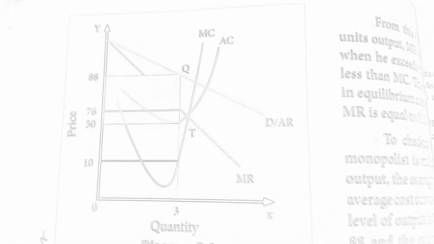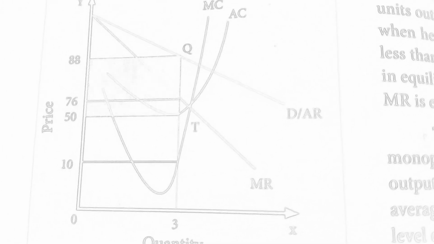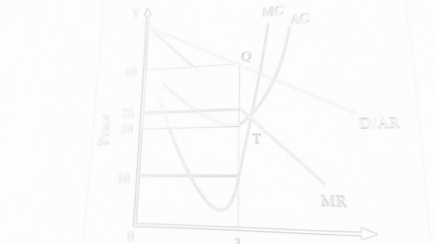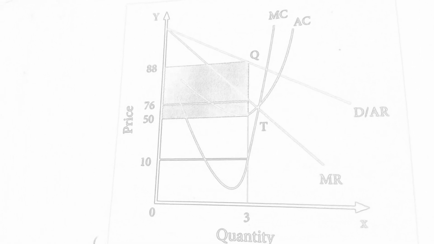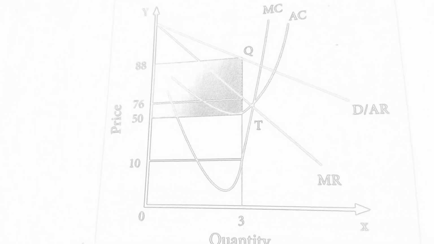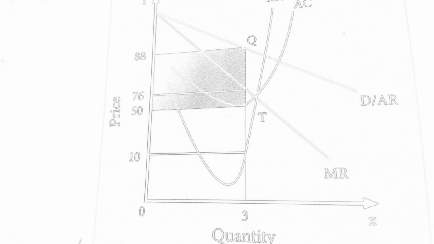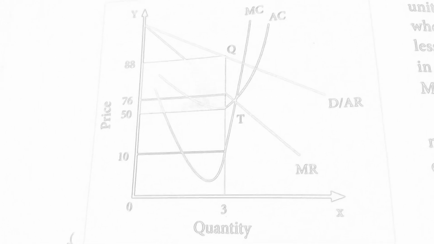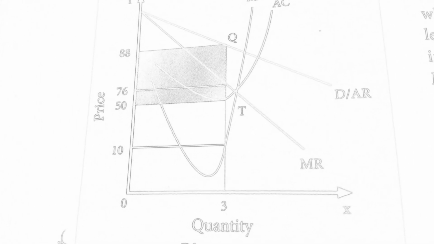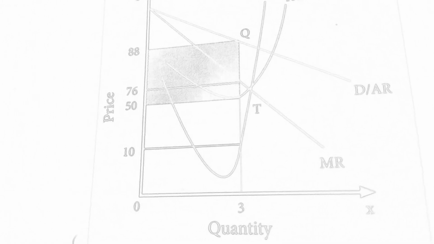Here we see the picture. The Y-axis represents price and the X-axis represents quantity. MC is the marginal cost, AC is the average cost, and the demand curve is the average revenue. Another downward sloping curve is the marginal revenue. The monopolist will continue to sell his product as long as his marginal revenue is greater than marginal cost. He obtains equilibrium at the level of output where MC is equal to MR. Beyond this point, the producer experiences loss and will stop selling.